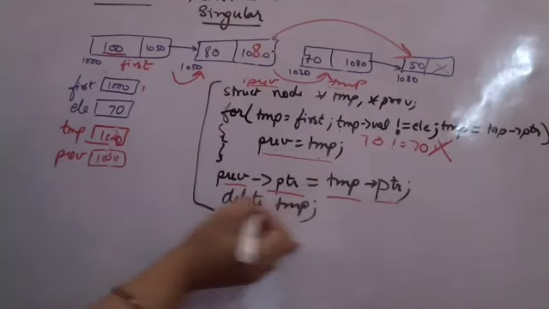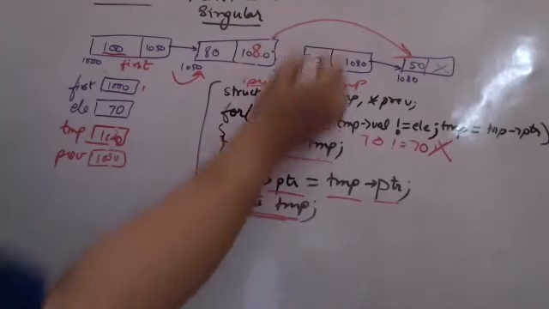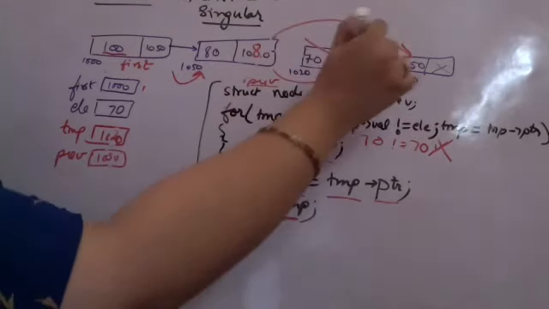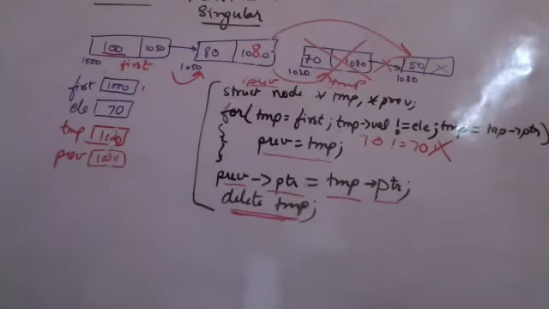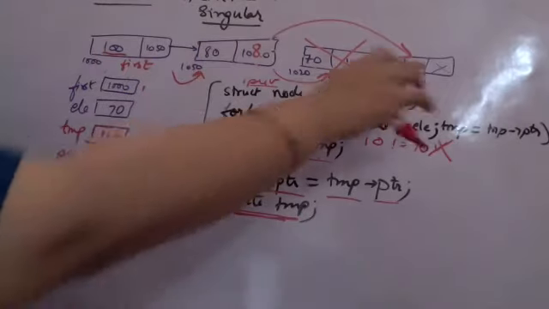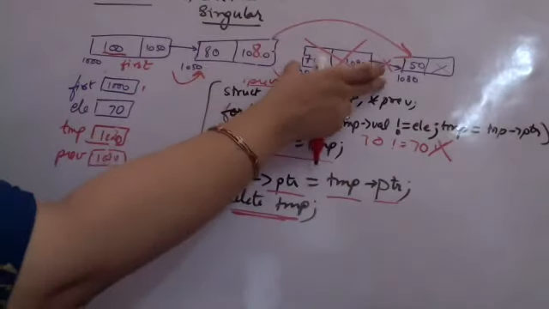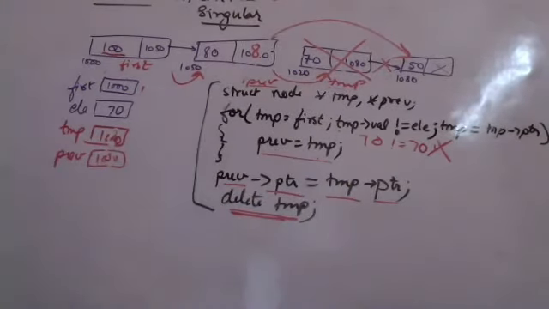After creating this link, I delete the temp. When deleting the temp, this has been deleted. This link is automatically deleted. So I have recreated the linked list by deleting a particular element in between.